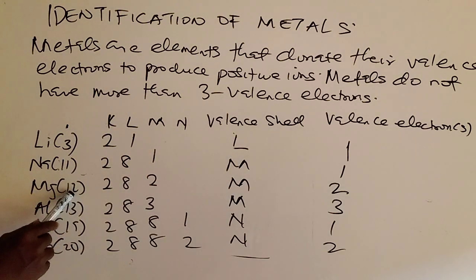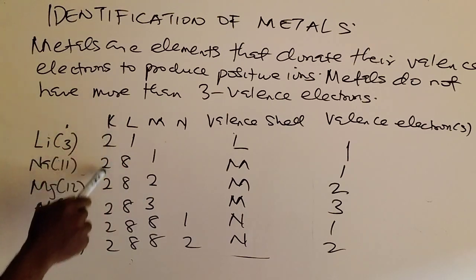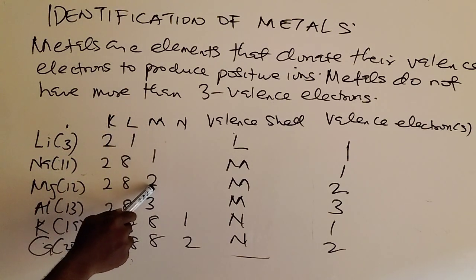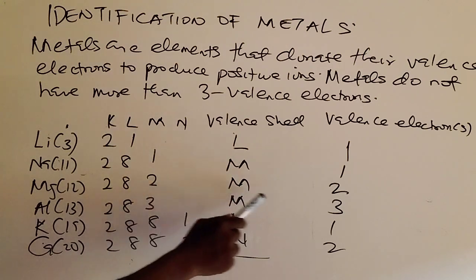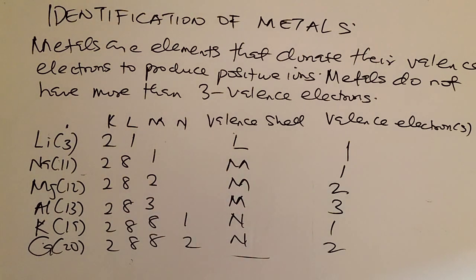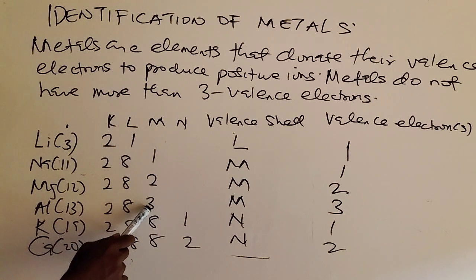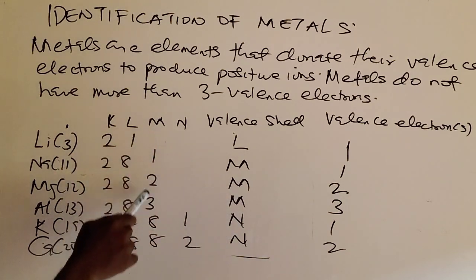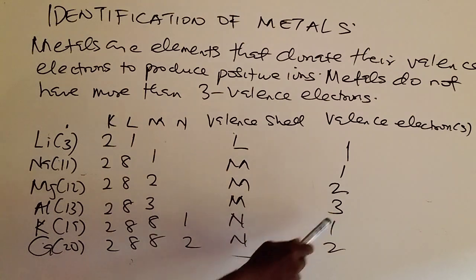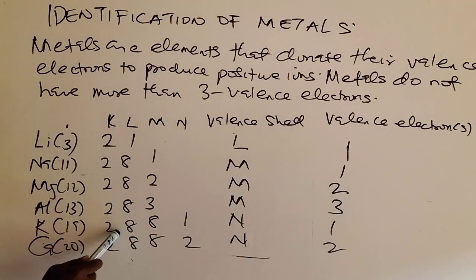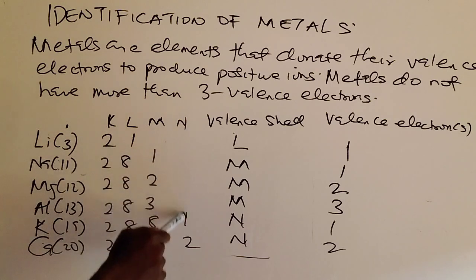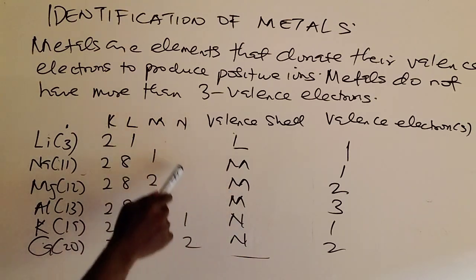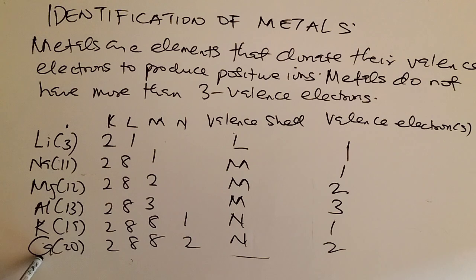Going to magnesium, 12, 2, 8, 2, shared under the K, L, and M shells. The valence shell is the M shell, and the valence electrons are 2. Aluminium, 13, 2, 8, 3. So the M shell is the valence shell for aluminium, and the valence electrons are 3. Potassium, 19, 2, 8, 8, 1. It has 1 in the N shell, so the N shell is the valence shell, and the valence electron is only 1. Calcium is 20, 2, 8, 8, 2. It has 2 in the N shell, so the valence shell is the N shell and the valence electrons are 2.